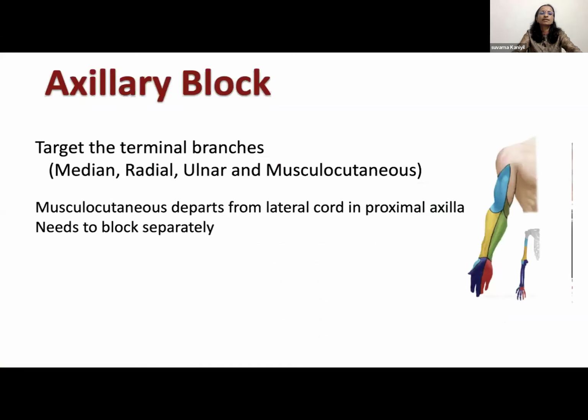Coming to the next block, the axillary approach. Here in the axillary approach, we are targeting the terminal branches of the brachial plexus, that is median, radial, ulnar, and musculocutaneous nerve. But the musculocutaneous nerve usually departs from the lateral cord in the proximal axilla itself. So it usually gets spared in the classic axillary block, and so it has to be blocked separately.